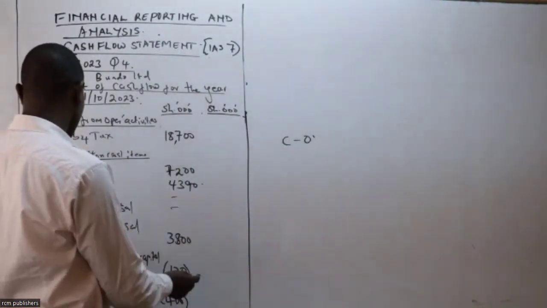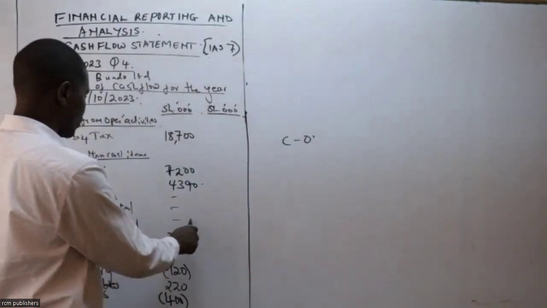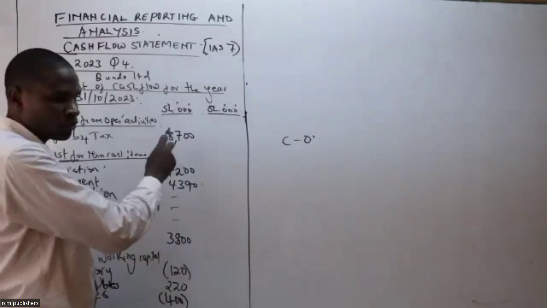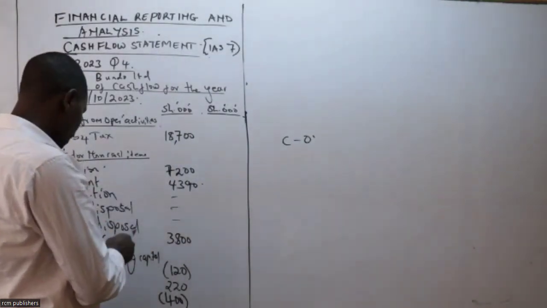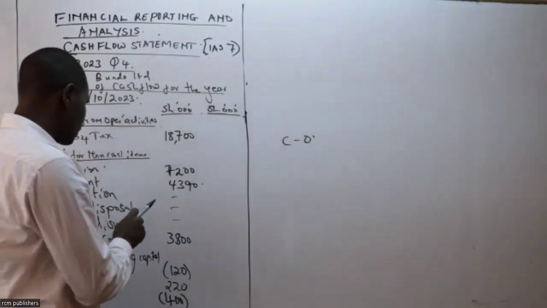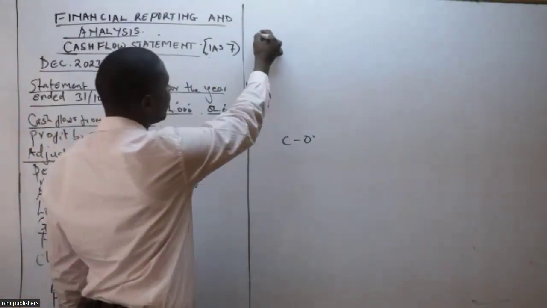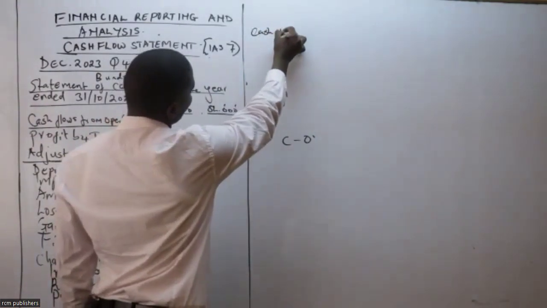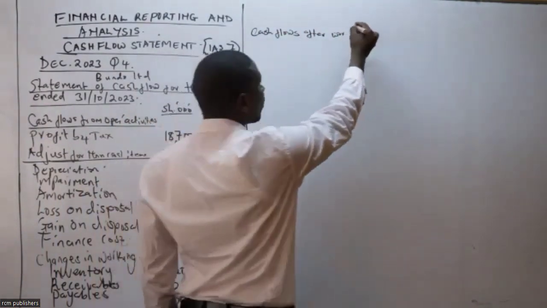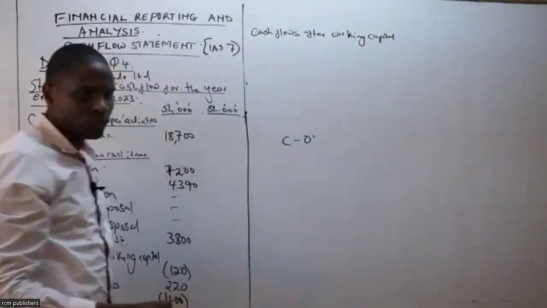this item we don't have. We don't have even the gain and loss amortization. So what we have to do is get the summation of this. We get the cash flow after working capital. So you can give me the total here, the cash flow after working capital.